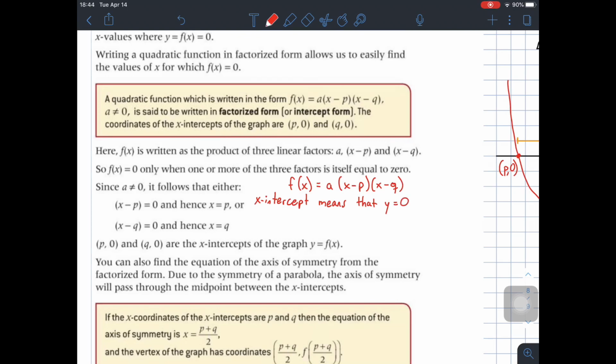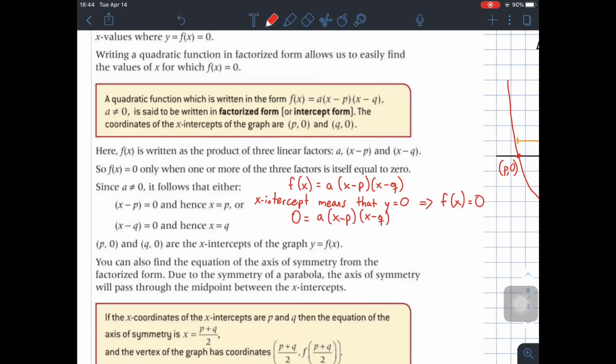And y equals 0 is the same as saying f of x equals 0, right? So we set this to 0, and we get f of x equals 0. So then if we set that to 0, we would get 0 equals a times x minus p times x minus q.